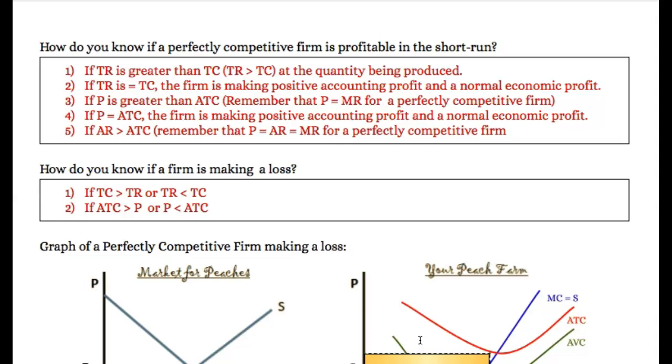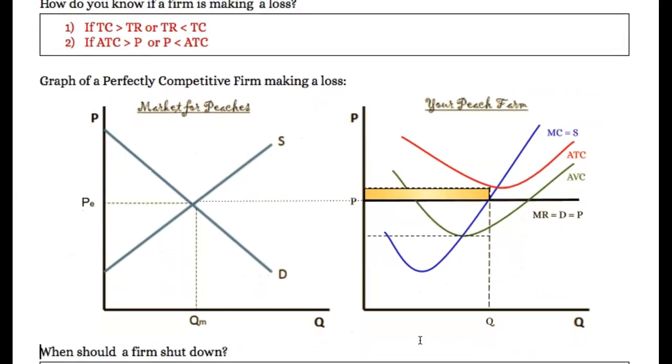So how do you know if you're making a loss? Well, if your total cost is greater than your total revenue, you're making a loss. Or you could say your total revenue is less than your total cost. You're making a loss. Same thing with ATC and price. If your ATC is greater than your price, the firm's incurring a loss. It's not making a profit. If your price is less than your average total cost, you're making a loss. And you can see this in this graph right here.